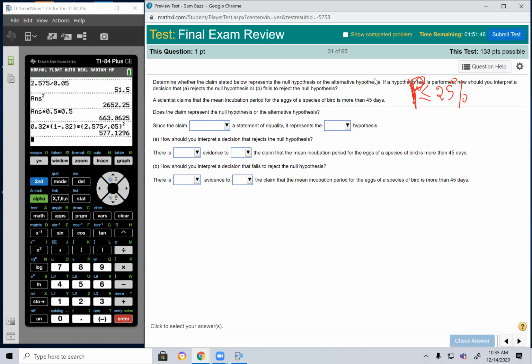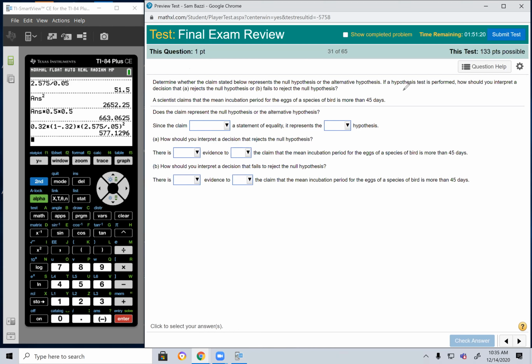All right. Determine whether the claims stated below represent the null hypothesis or the alternative hypothesis. If a hypothesis test is performed, how should you interpret a decision that rejects the null hypothesis or fails to reject the null hypothesis? Okay, a scientist claimed that the mean incubation period for the eggs for a species of bird is more than 45 days.